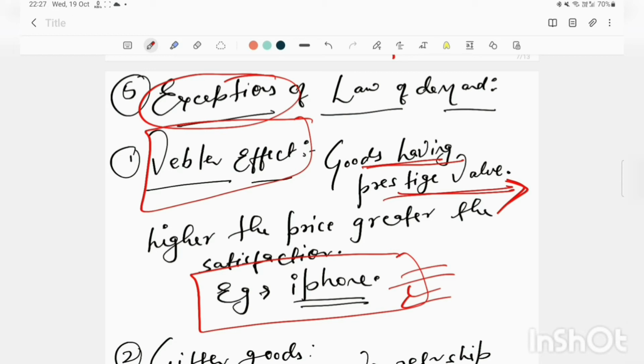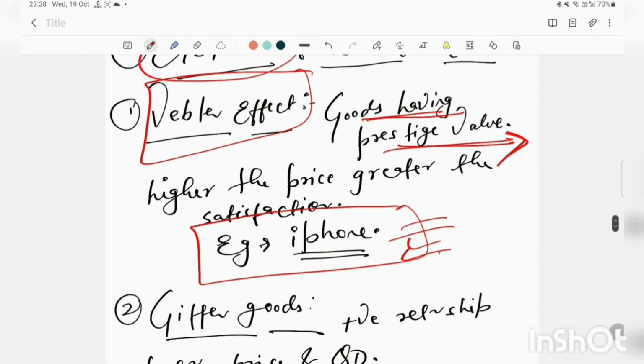When we say that we have the 14 Pro Plus or 14 Pro, people will say, wow, he has the 14 Pro. It means that it is costlier. But when it starts to sell around 30 to 40k or even below that, people will consider it a budget phone, so Apple will lose its prestigious value, right? So it is the case of Veblen effect, where the law of demand fails, because as price rises, the demand for that product also rises.